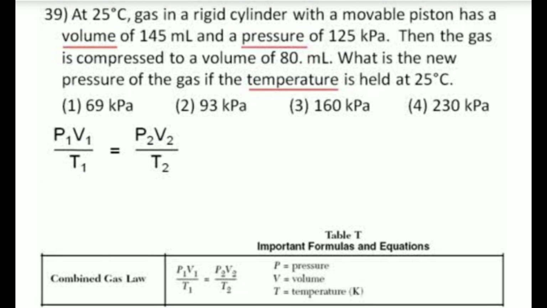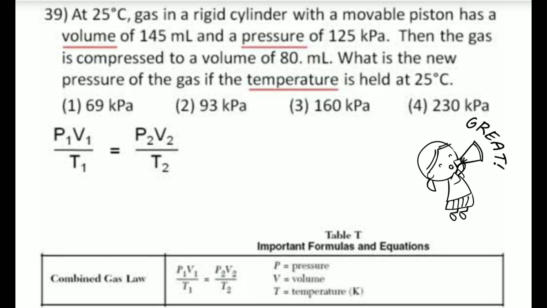Here is a Regents practice question for you to try on your own. Did you get choice 4 when you round to the correct number of significant digits?